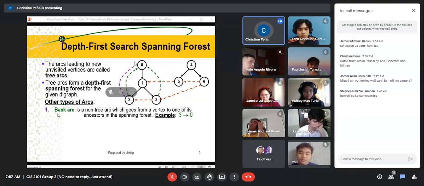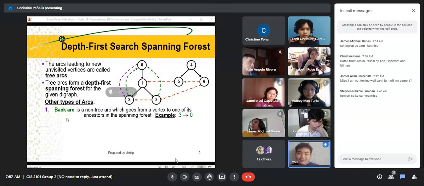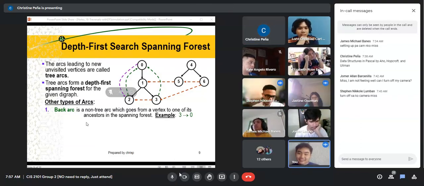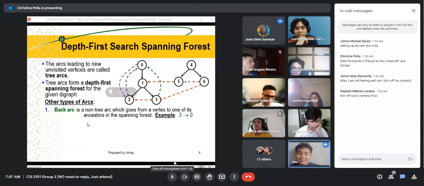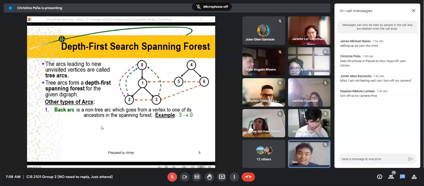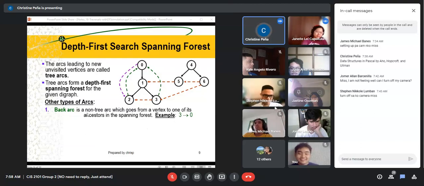Everybody, I'd like you to read back arc, because you will be the ones to make the definition of the next arc. Go everyone, in chorus. Back arc is a non-tree arc which goes from a vertex to one of its ancestors in the spanning forest. Okay, that is the example.